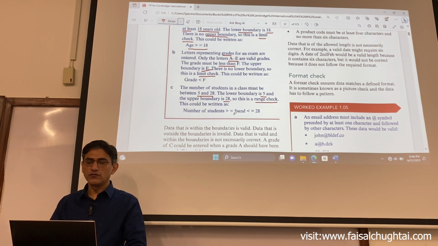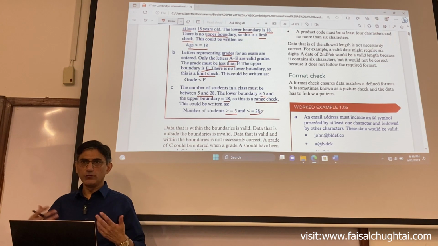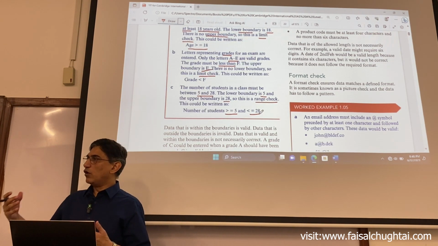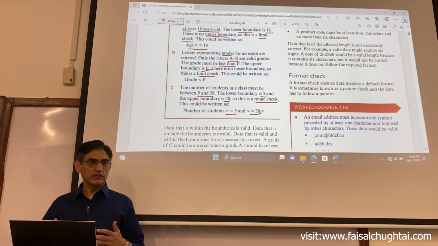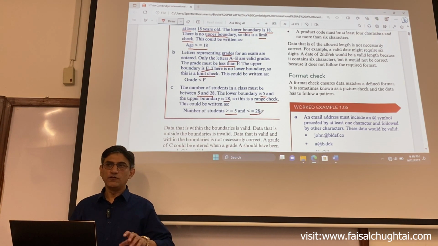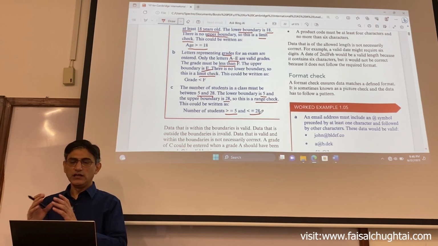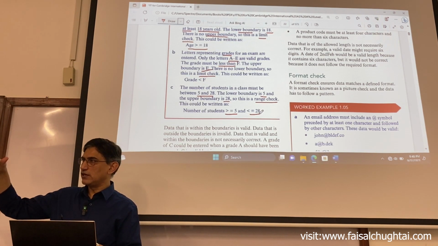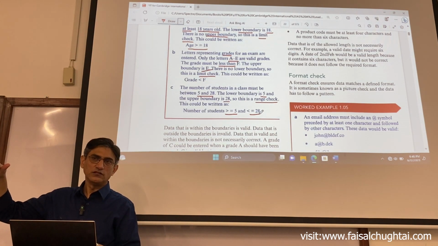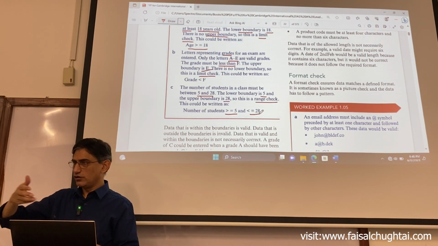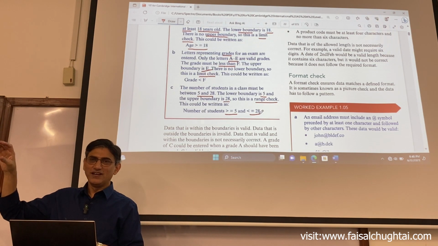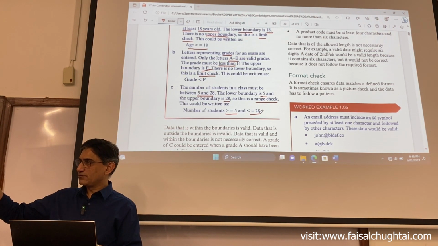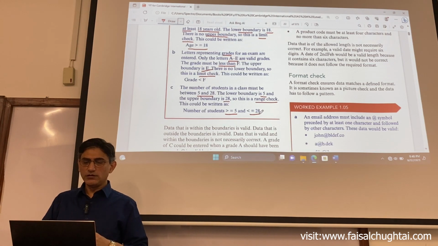This could be written as number of students is greater than or equal to 5 and less than or equal to 28. So this would be a range because we know what should be the minimum number of students in the class, that is 5. It cannot be less than that for a class to constitute, for example. And our absolute limit of how many students can be there in a class is 28. There cannot be 29 students in the class, according to this example. So there's a range here. Are range and limit checks clear?